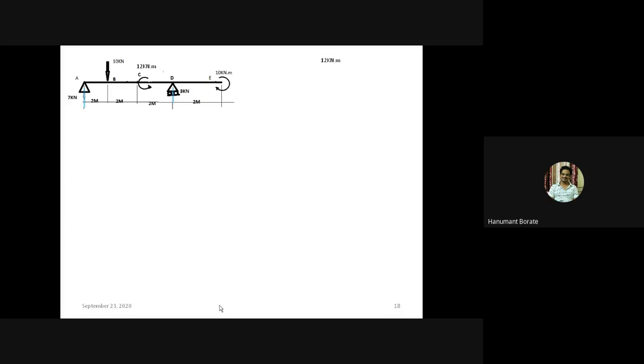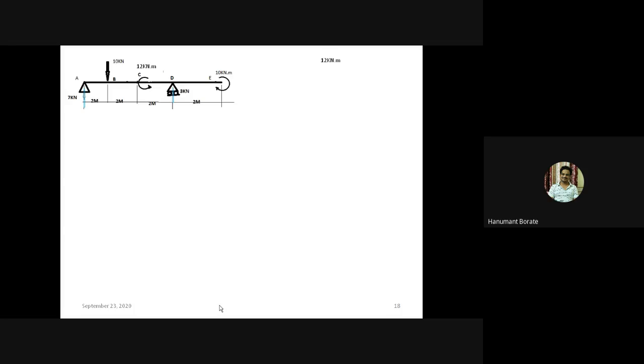Always, please keep in mind, we need to take the section on the load diagram only. Never take a section on the free body diagram, because in a free body diagram we replace the UDL and UVL by a point load, but their effect is different. The UDL effect is different. So for that purpose, we need to take the section on the load diagram only.